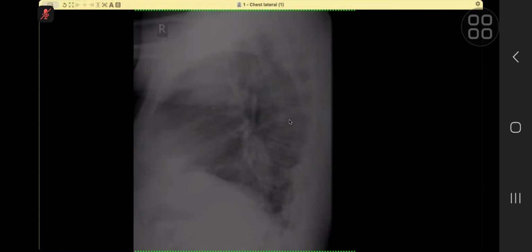Initially, I was pointing at this. There is an opacity in the lower zone. So what can it be? I can see the air bronchogram within it. So this can be a pneumonia, or this can be a mass within the lung. So I will proceed with a contrast CT scan of the chest for further characterization.